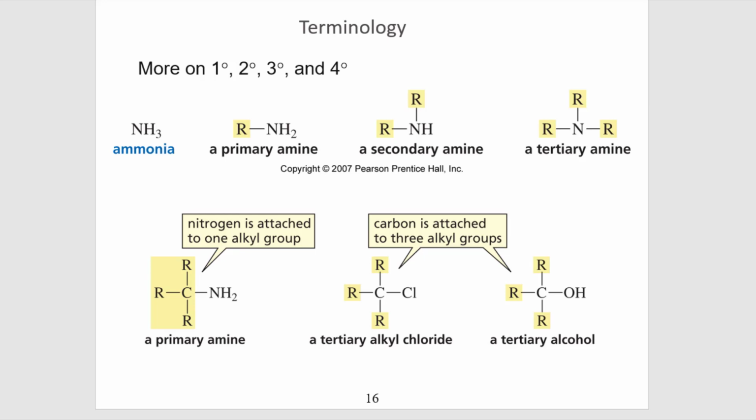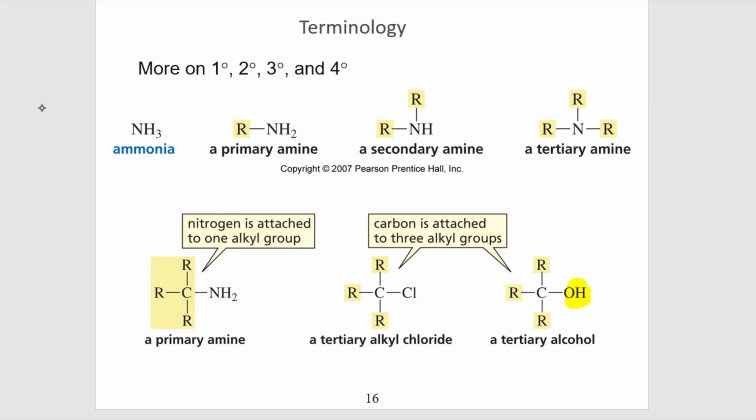Here's an example of two other functional groups. Here we have an alcohol. We define an alcohol based on what type of carbon it's attached to. So if the alcohol is on a carbon that's flanked by all carbons, it is called a tertiary alcohol.